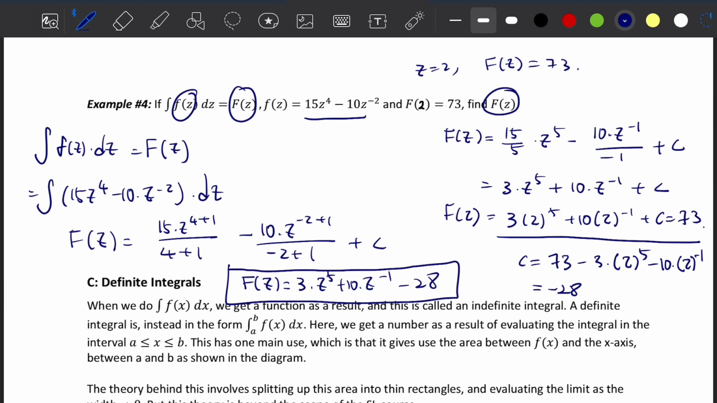Okay, so this is the end of the indefinite integrals, and we will discuss more about the definite integrals next class, and also in section 5.11.